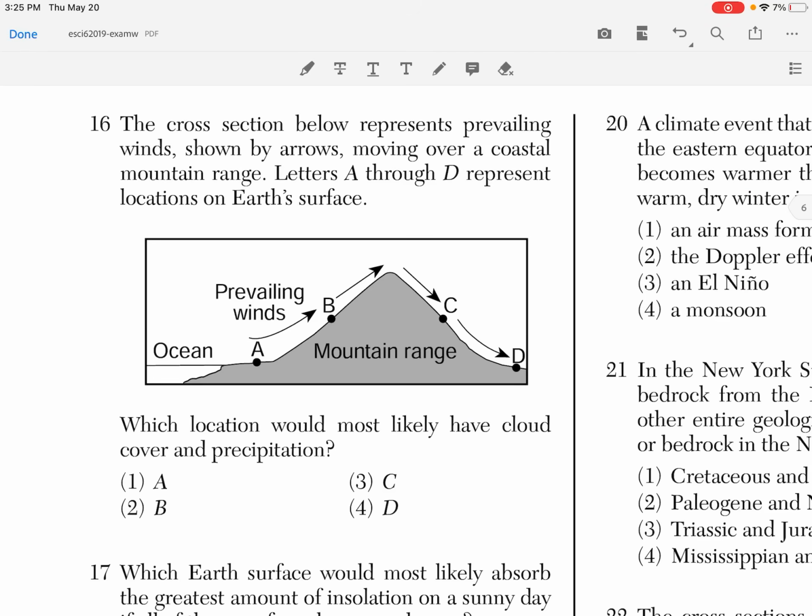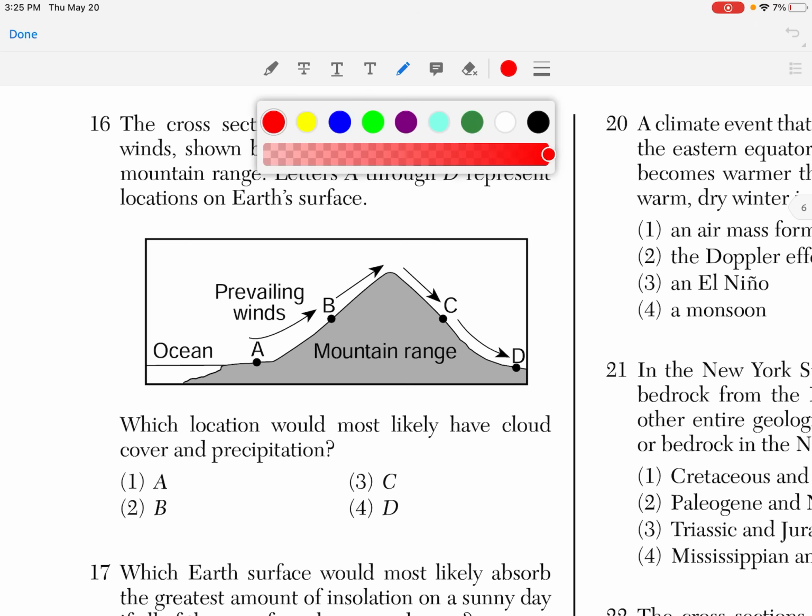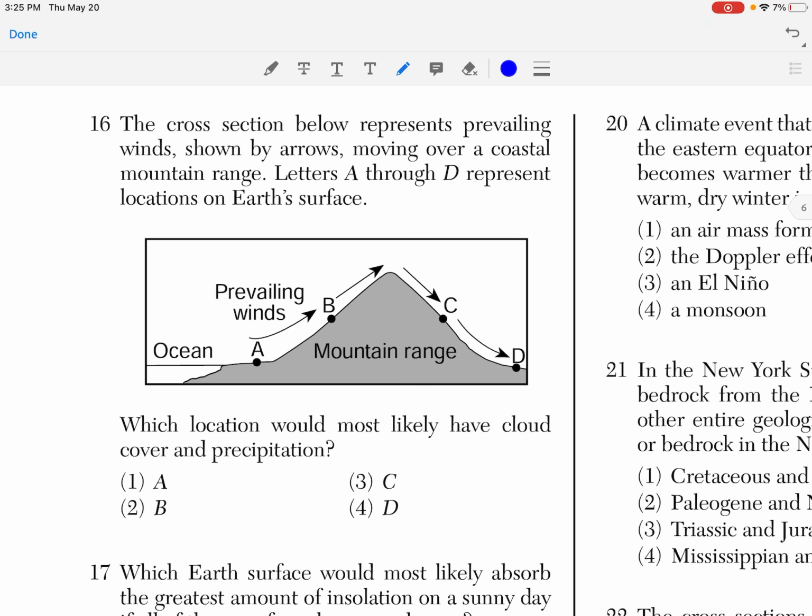All right, number 16 is all about the orographic effect. If you remember this from meteorology, that's the idea that on a mountain range, when you push air up and over a mountain range, it's going to cool down and form clouds, and you're going to have a lot of precipitation on one side, and very little precipitation on the other side. And so if you take a look at this diagram, we can see the prevailing winds are coming off the ocean, bringing that moisture off the ocean. And as they push over this mountain, the air starts to cool down.